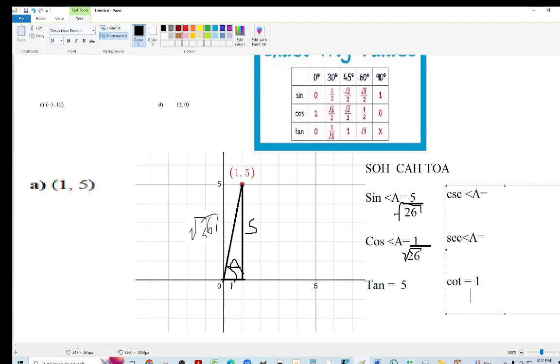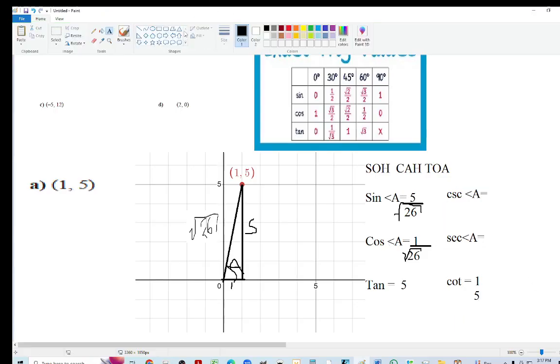So what's the flip of 5 over 1? It's 1 over 5. Always remember that whole numbers have an invisible, they're invisibly over 1 always. So cotangent's this.